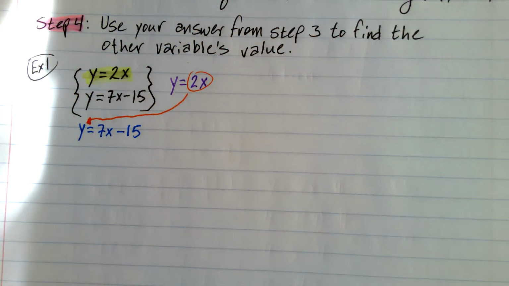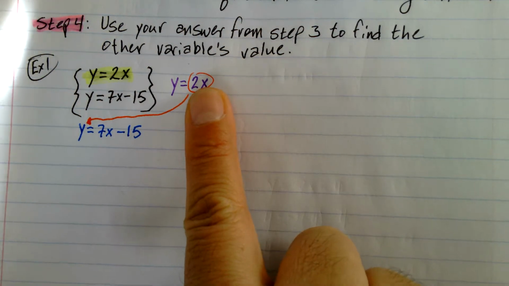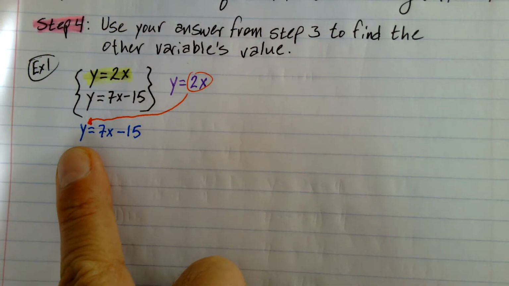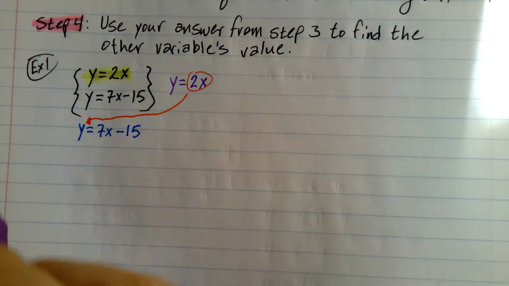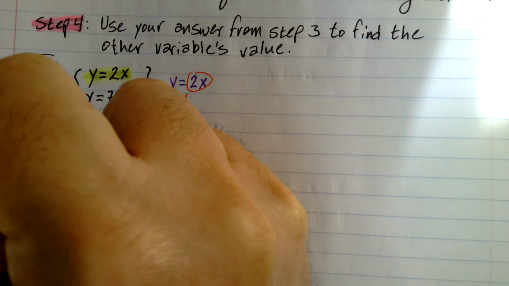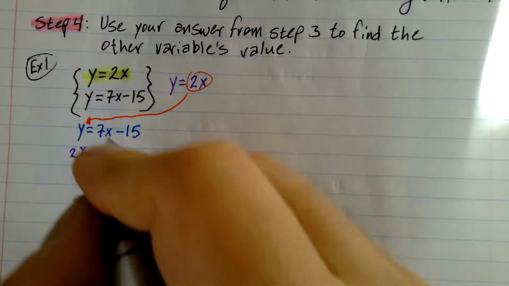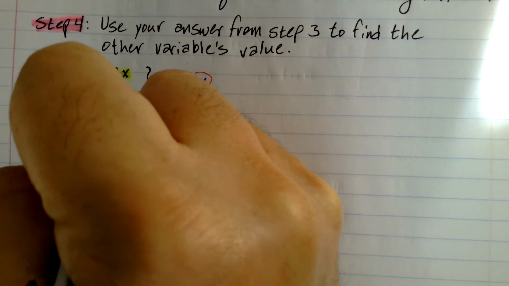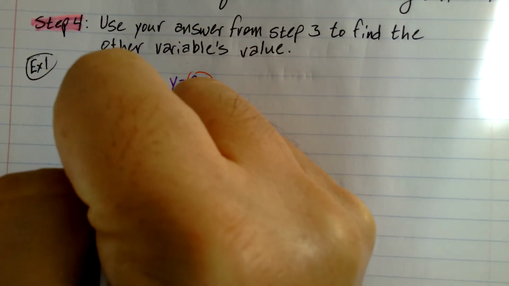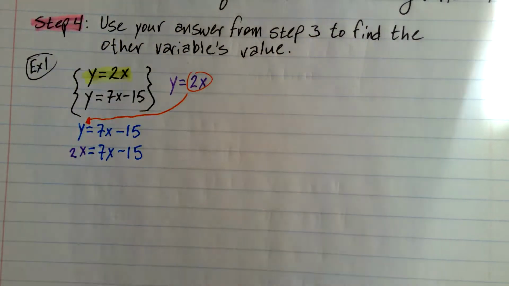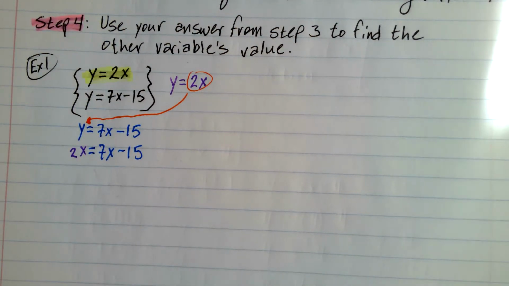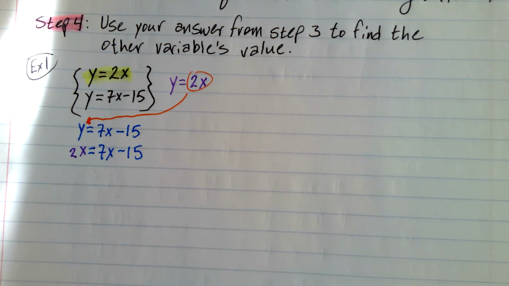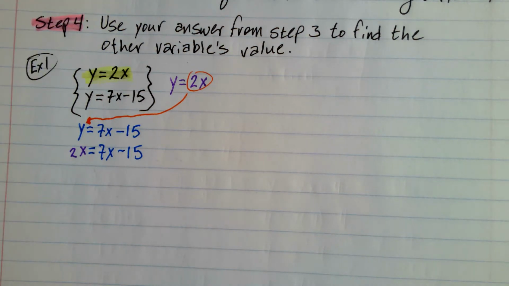So that is step 2. Basically we did the first step: we found an equation with a variable by itself. And now I'm going to substitute in 2x instead of y into this equation. So I write down 2x, and then the rest of the equation, equals 7x minus 15. Now I have 2x equals 7x minus 15. This is called the substitution method step.